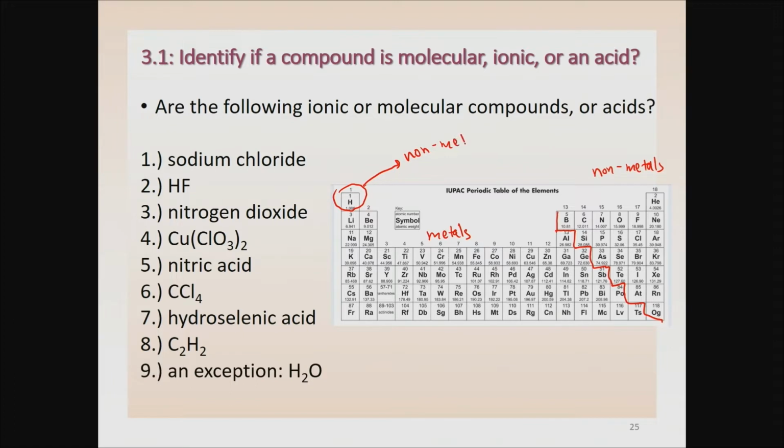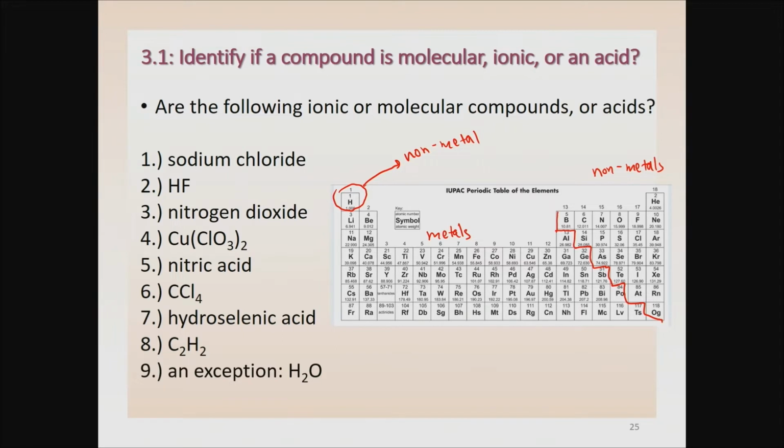Okay, so once you know that, you are ready to figure out whether the names or formulas I have listed are ionic, molecular compounds, or acids. So let's look at the first name, it's sodium chloride. What is the first question you ask? The first question you ask when you're looking at a name is, does that name have the word acid in it? And you can see the answer is no. So sodium chloride is not an acid. So you go to the next question.